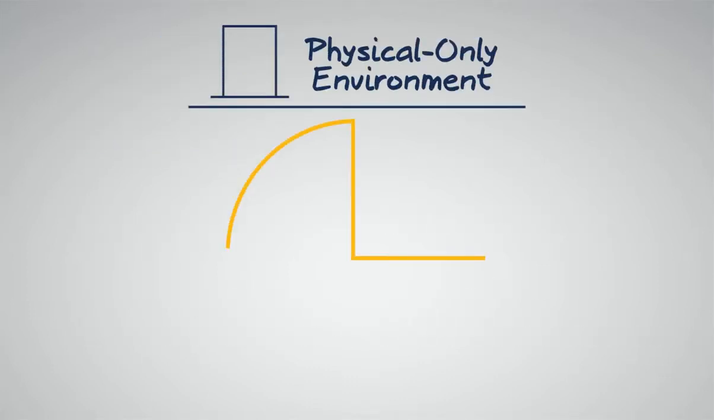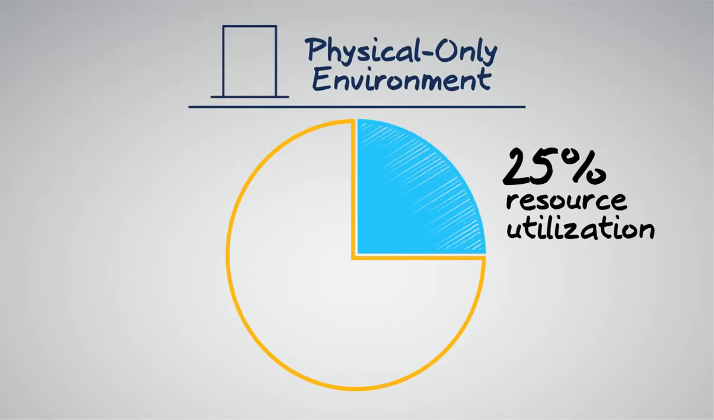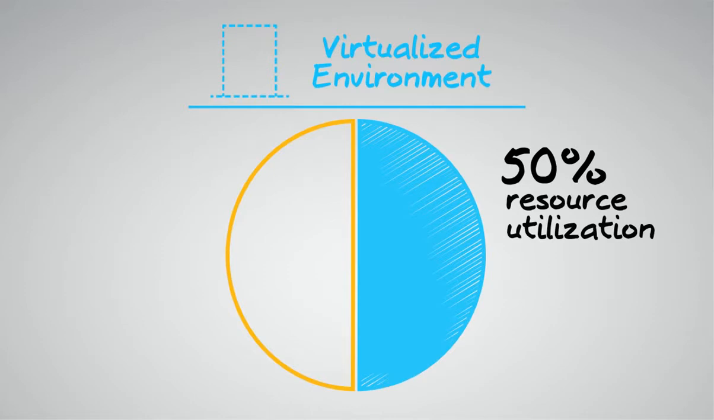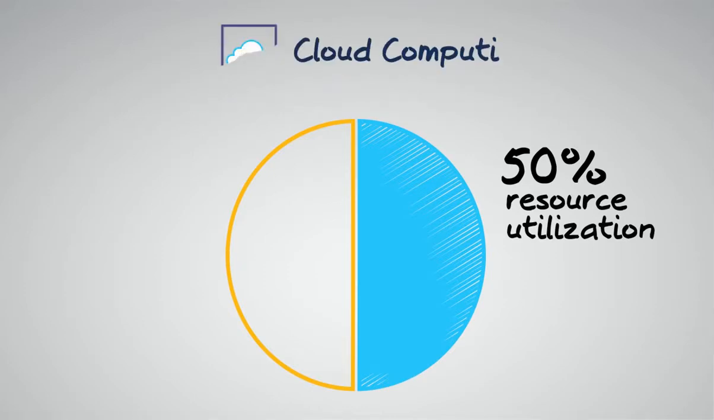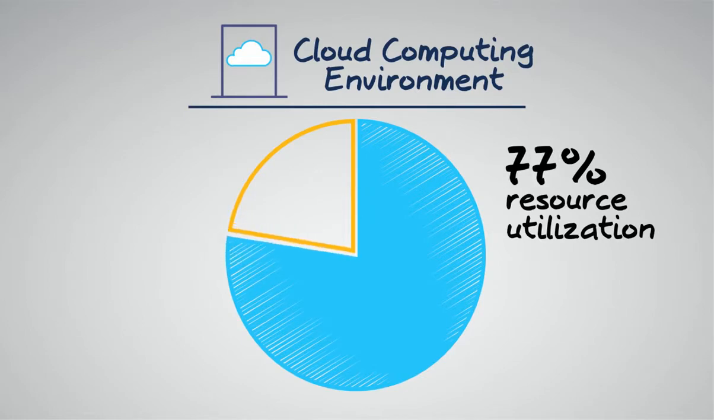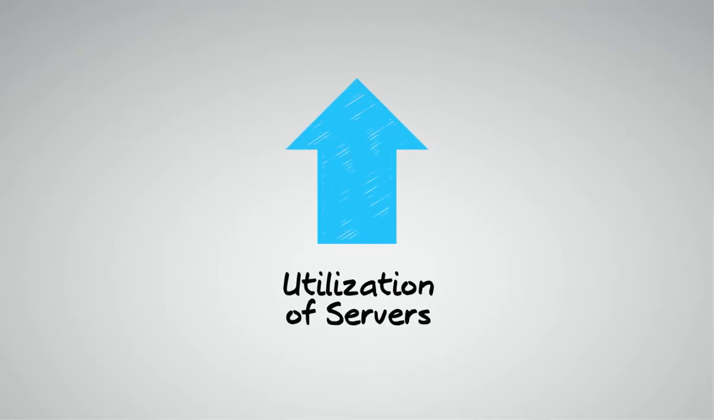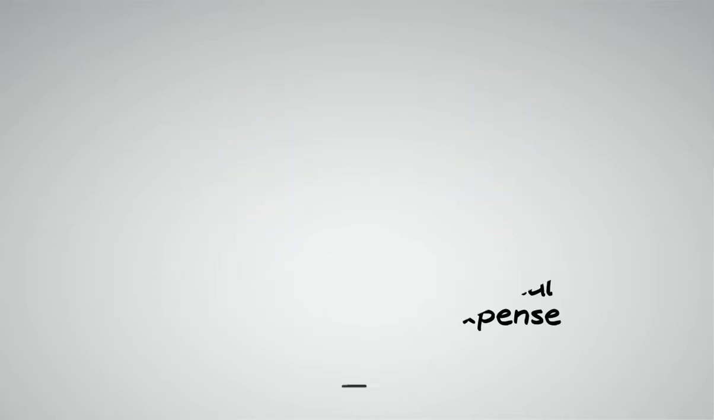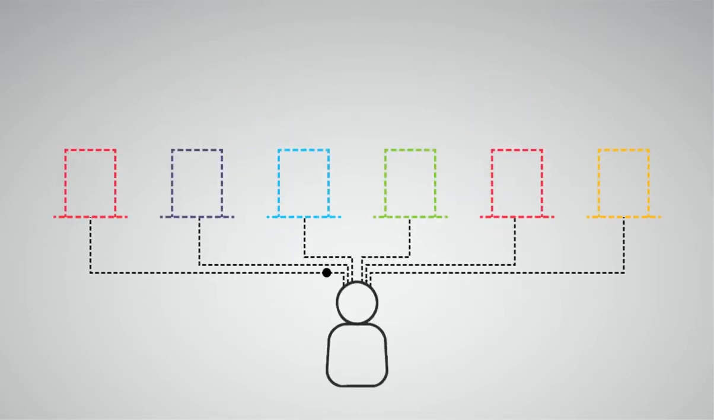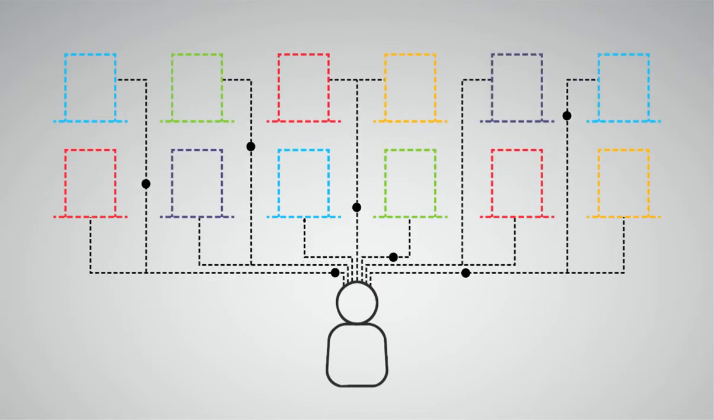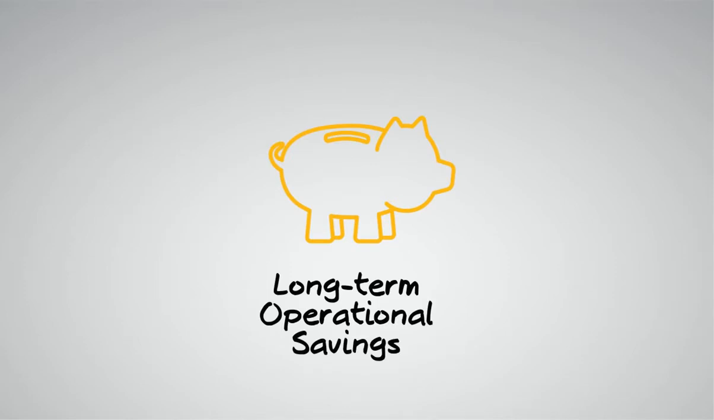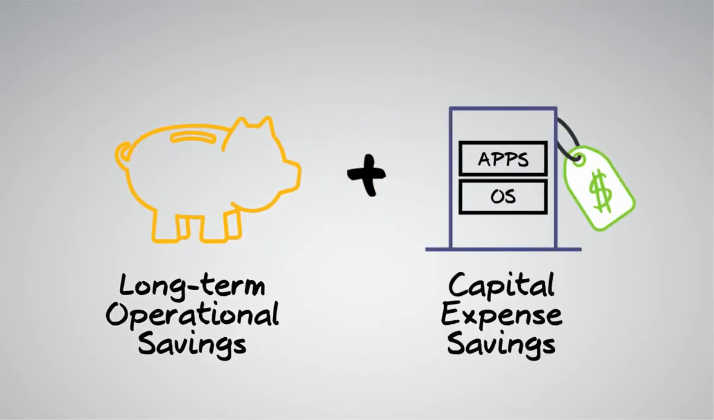In a physical server-only environment, an enterprise is lucky if they get an average of 25% resource utilization. In a virtualized environment, this may push the resource utilization up to the 50% range. Cloud computing, with its increased levels of automation, promises to get utilization to 75% or even higher. By increasing the overall utilization of their servers, enterprises should be able to drive down capital expense. At the same time, the computing environment becomes more productive by allowing system administrators to manage a larger number of virtual servers than they otherwise could have. This provides enterprises with long-term operational expense savings as well as capital expense savings.